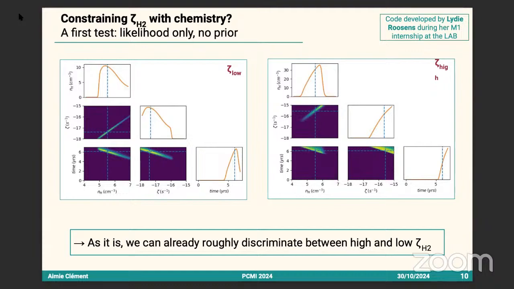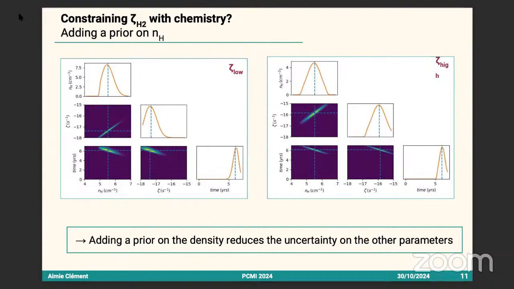If we try to discriminate as it is, we see that we can already discriminate between a low zeta and a high zeta, but it's not very clean. So we try to add a prior on the density, a prior that we extracted from our observations. What we see is that it's better now. We can really discriminate between the high and the low zeta, and adding a prior on the density reduces the uncertainty on the other parameters. I forgot to mention that the dashed lines here are the parameters we chose to put as an input and that we try to reconstruct.